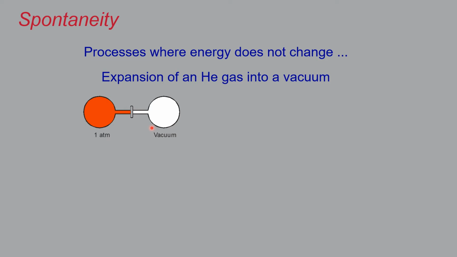Now, if I were to propose opening this valve here, I think all of you could guess exactly what's going to happen: the helium would spontaneously flow from the 1 atmosphere side to the vacuum side and would continue to do so until there was a half atmosphere on both sides. The pressure would be equal, and as long as they were of the same volume, it would be half an atmosphere.